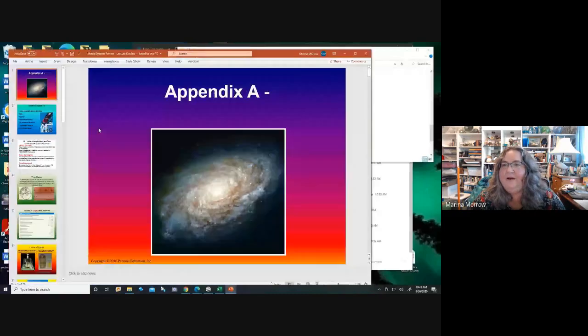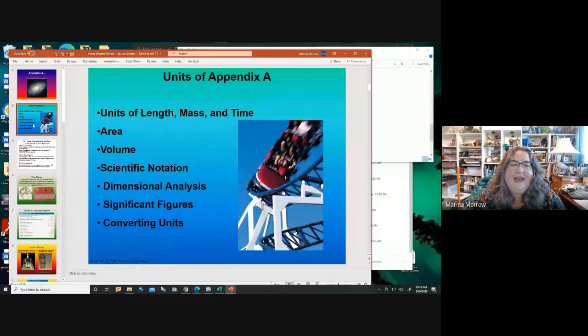Okay, so hopefully everybody is seeing this giant picture here of a galaxy. And the idea is that, yeah, in science we measure really big things. Okay, so we're going to talk about the units of length, mass, and time, a little bit about area and volume and scientific notation, and eventually probably we'll cover some stuff on dimensional analysis, significant figures, and converting units.